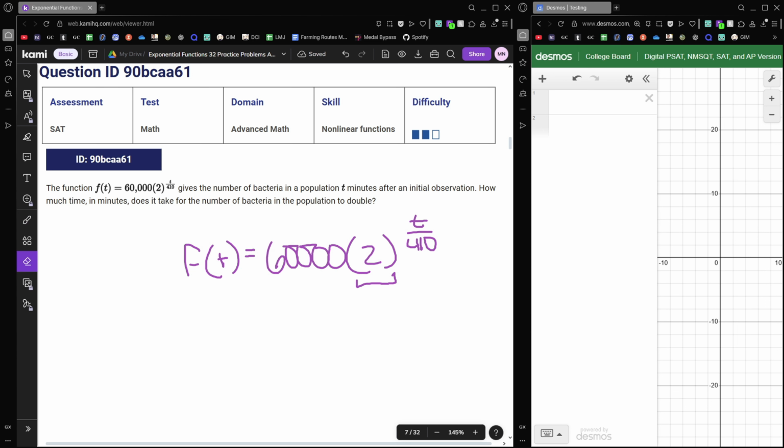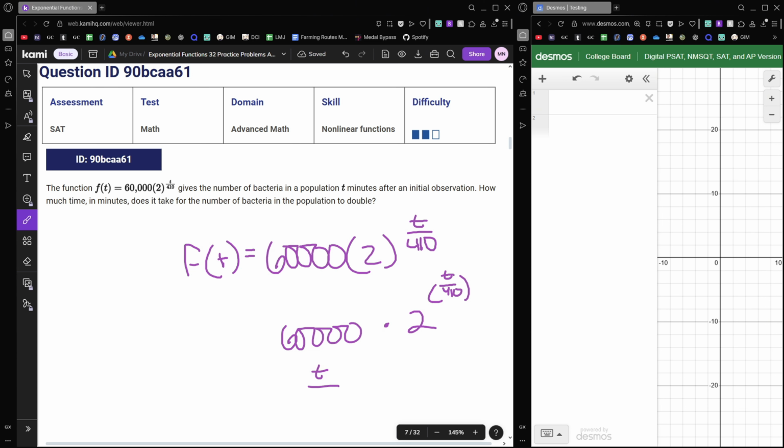So they ask us how long it would take for the number of bacteria in the population to double. Now we know that the number of bacteria is 60,000, and to double it, you would multiply it by 2, which is quite literally what we have here, 60,000 times 2. However, there's one small problem. You have this fraction as an exponent right here. It's 60,000 times 2 raised to the power of some fraction. That means what we're trying to do is get rid of this fraction.